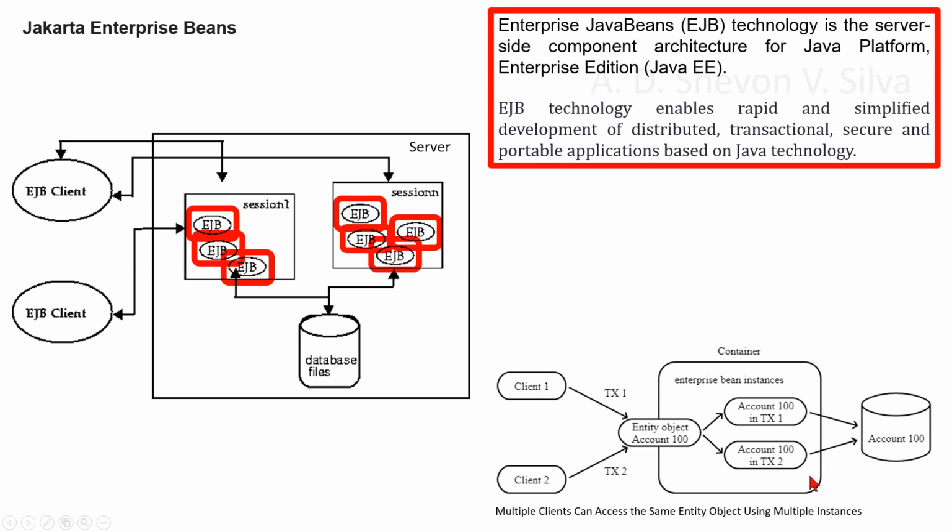The container typically uses one of the following implementation strategies to achieve proper synchronization. These strategies are illustrative, not prescriptive. So we are here considering one implementation. The container activates multiple instances of the entity bean, one for each transaction in which the entity object is being accessed.